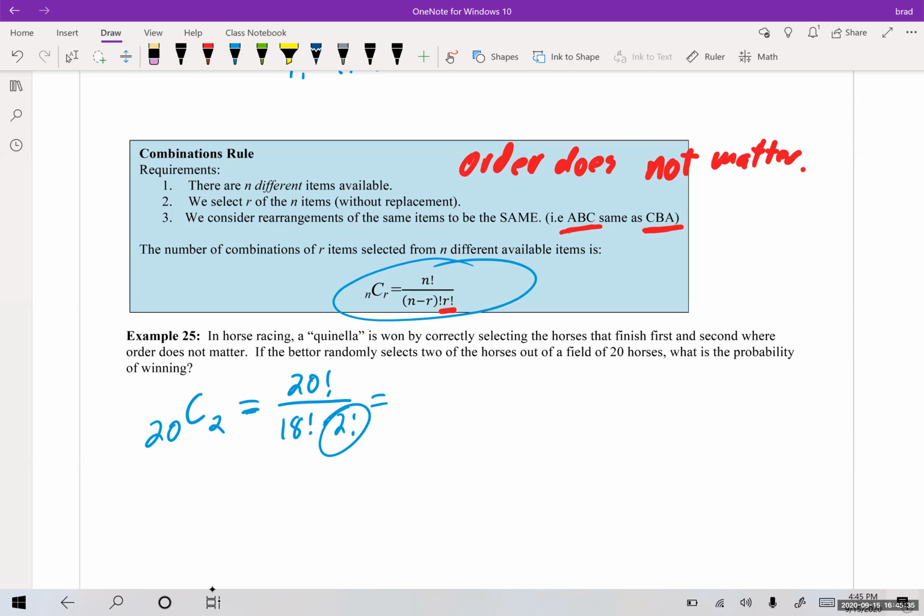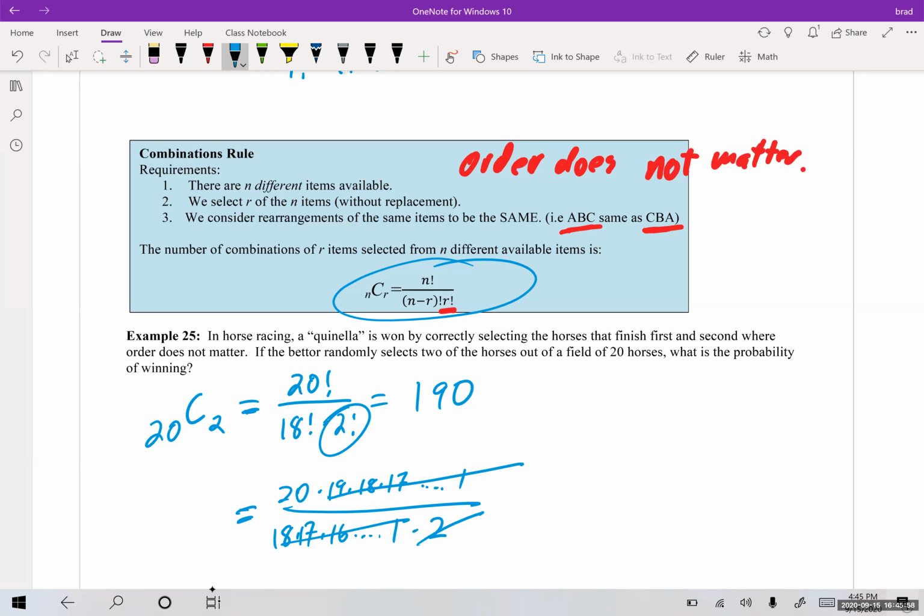So all you have to do is type this in your calculator. But if you wanted to do it by hand, you could do 20 times 19 times 18 times 17, and so on, all the way down to 1, divided by 18 times 17 times 16, all the way down to 1, and then times 2 again. And what you would notice is that all of this would cancel with all of that, right? That would just become 1 and 1. And then this 2 would cancel with this 20 and become 10. And then we would be left with 190. So 190 possible ways.